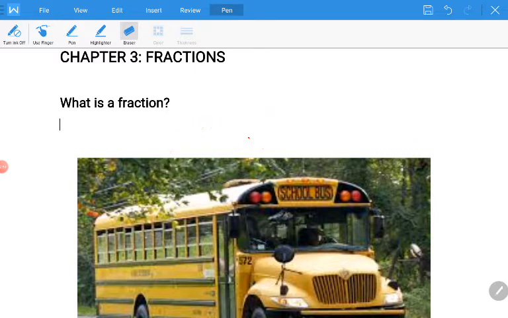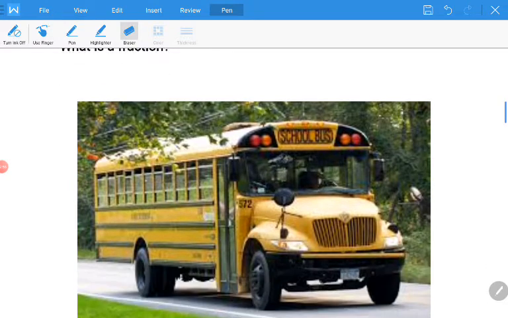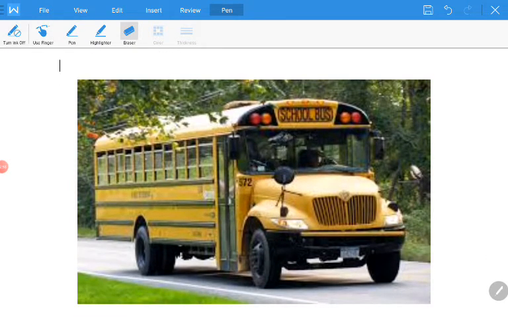So we normally use fractions from time to time. For example, let's say this school bus has a carrying capacity of 60 people, including the driver. And suppose the bus is carrying 29 students and a driver. So all in all, it's carrying 30 people. So one can say the bus is carrying half of its capacity.